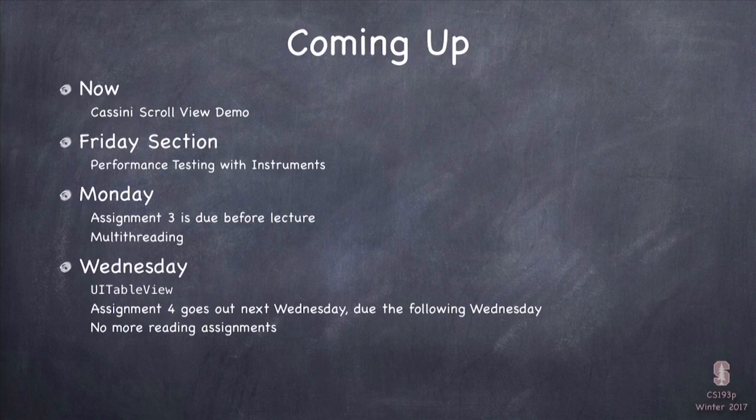On Friday, we have Instruments, okay, performance testing. Really important if you want to do the extra credit in assignment 3, which is a good one, to figure out why your calculator graphing thing doesn't perform as well as you'd like. On Monday, assignment 3, what you're working on now, your graphing calculator, is due before lecture. And then the topic on Monday is going to be multithreading. We're going to take the demo we're doing today, which is going to be very sluggish, and we're going to make it perform a lot better using multithreading.